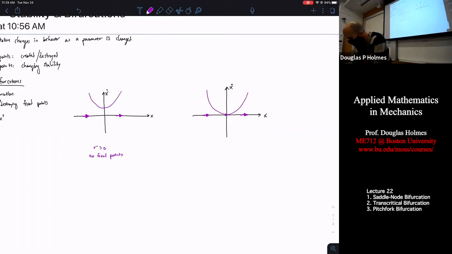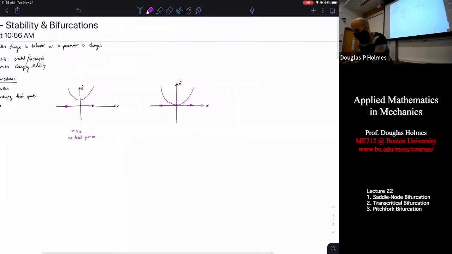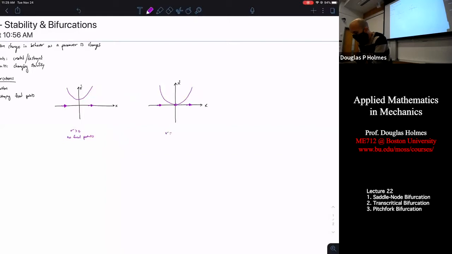These are usually denoted with a half circle with the stable side on the left. This is what's going to be the case when you have r equal to 0. So you have one half-stable fixed point. All right. And you can imagine what's going to happen.